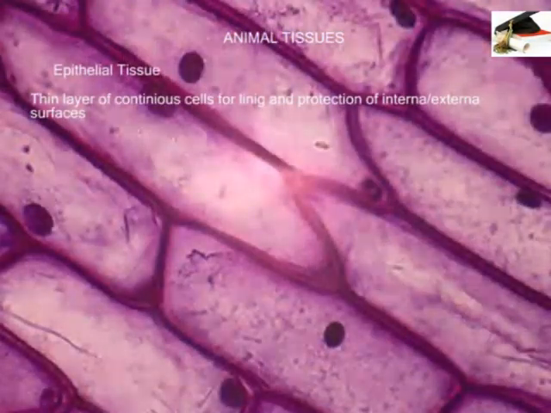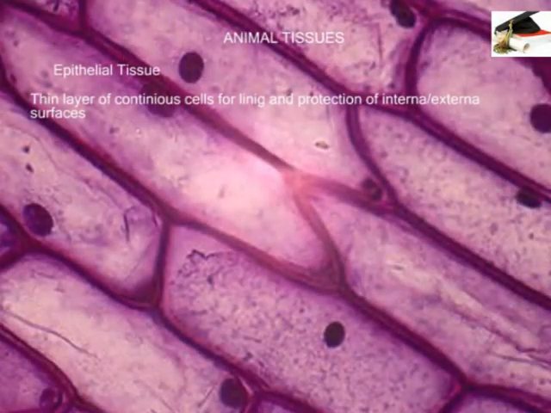Tissues. These are cells of a particular type that are grouped together, and they perform the same function. Types of animal tissues. Epithelial tissue. Now, this is a thin continuous layer of cells for lining and protection of the internal and external surfaces.